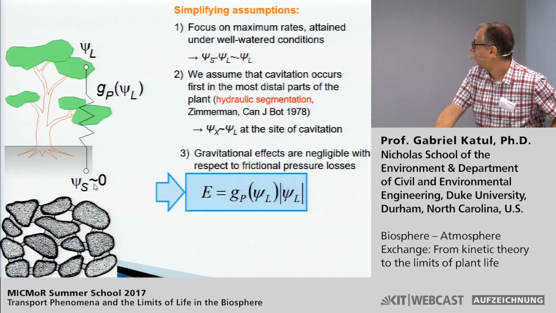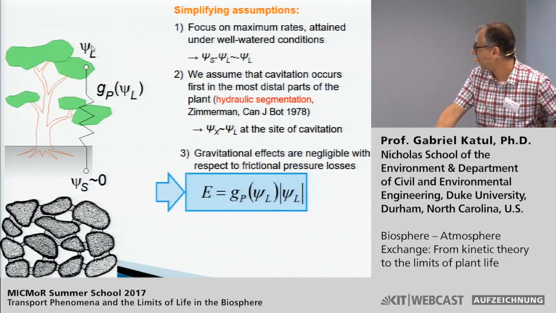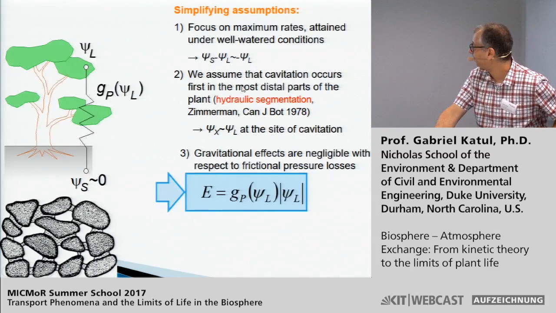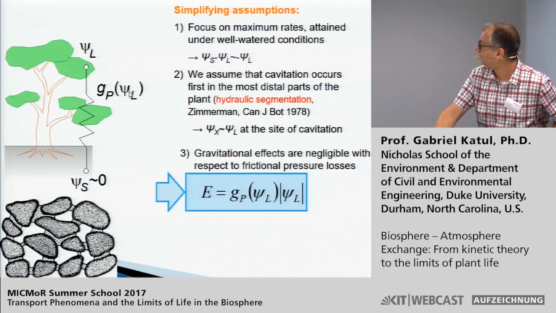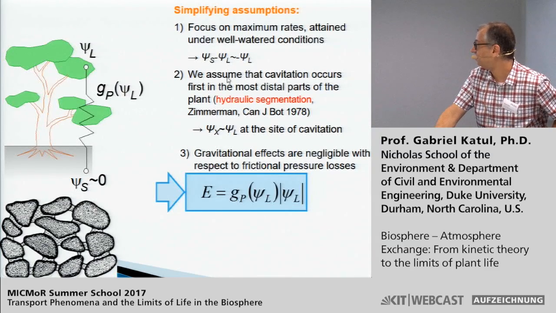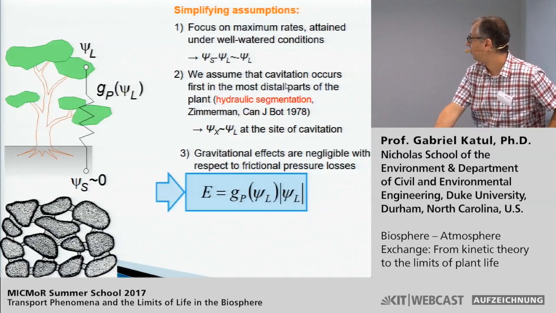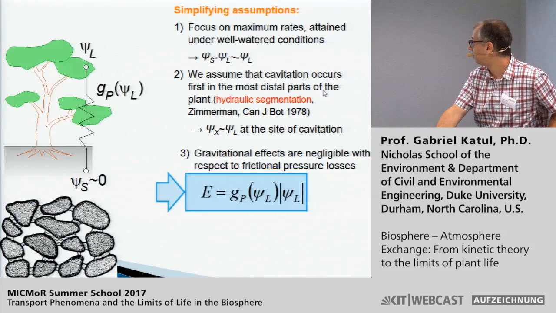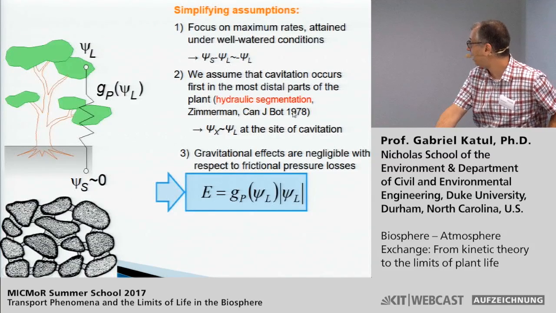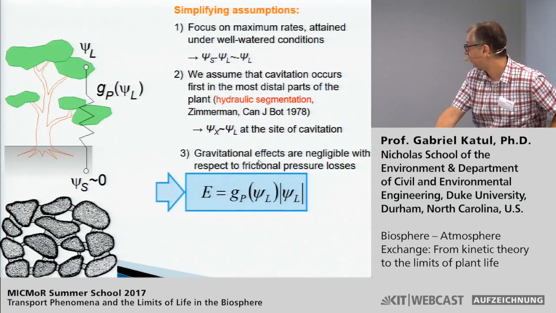Now, because the soil pressure is small relative to the leaf pressure under well-watered conditions, we're going to throw the soil pressure out. So the driving gradient to the whole problem is leaf pressure. And if we assume that the xylem hydraulic conductivity is primarily driven by this leaf pressure, this is not a new idea. This has been around for a while by Zimmerman. It was called the hydraulic segmentation hypothesis, in that cavitation occurs first in the most distal parts of the plants, and the simulation by Gill do provide evidence for that.